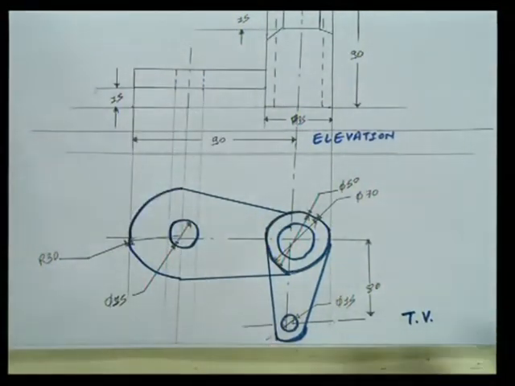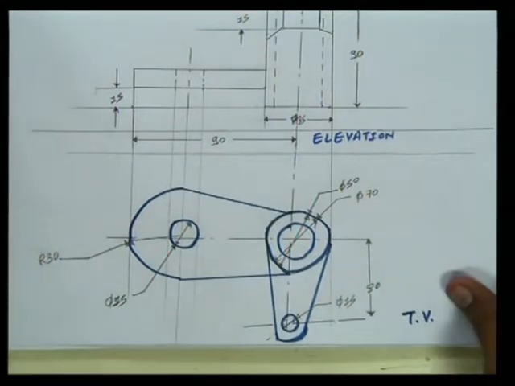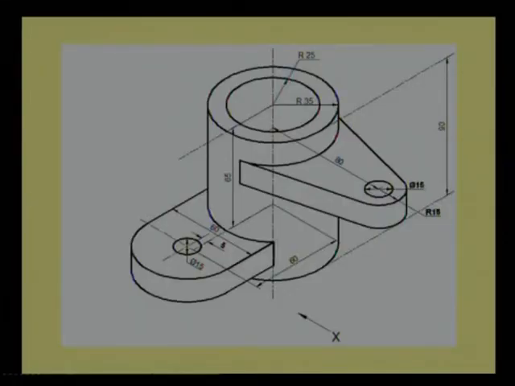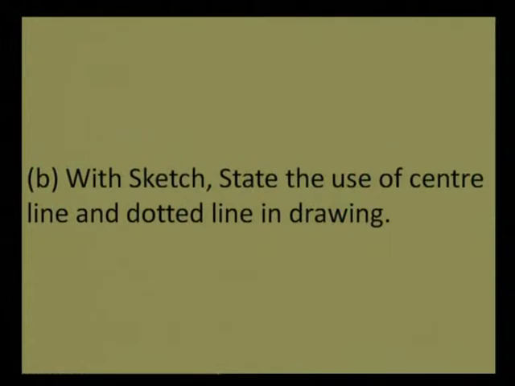So this is how we can have projections for the elevation and the plan. We'll see our next problem. The next problem is about the sketch using the center line and the dotted line in the drawing. This is the problem regarding the usage of the line. I will show you how to use various lines in a single drawing. We need to give a detailed example for the same, as it is a question of 6 marks. We'll see how we can draw a sketch using various line types.